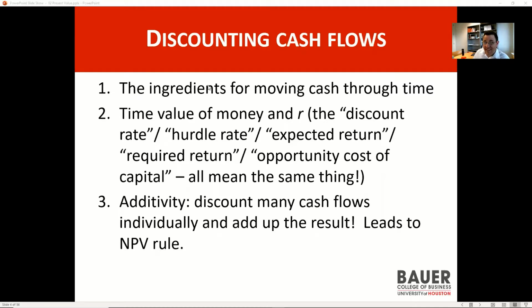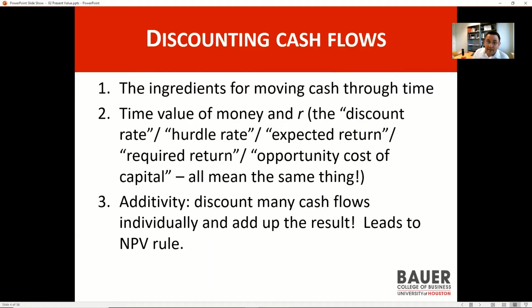Right? The discount rate is a pretty subtle concept that we'll talk about a lot in this semester. It's so subtle that it's got like a million different names. You see them here. Sometimes R is called the discount rate. Sometimes it's called the hurdle rate, the expected return, required return, opportunity cost of capital. These are all synonyms for the discount rate. So it's such a subtle concept that we want to get at the intuition a little bit more deeply.